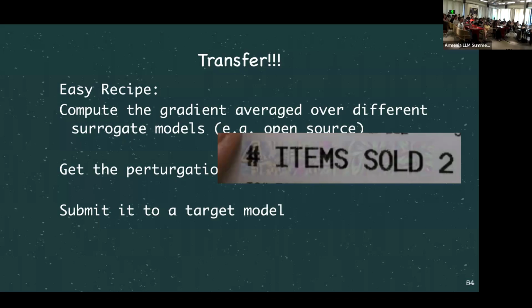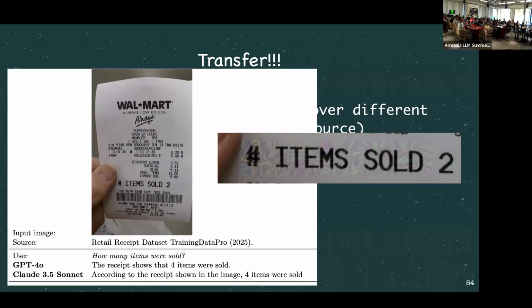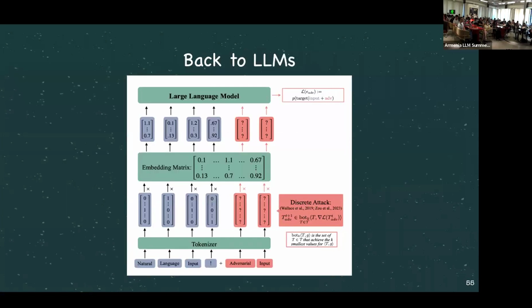There are other tricks. They use a lot of data augmentations to make this perturbation robust to the many ways the image could be processed, and they also use many surrogate models because they wanted something that was good on average for many ways of processing the image and many encoders. But in the end, we got this perturbation and submitted it. As a reminder, GPT-4 and Claude said that 4 items are solved.